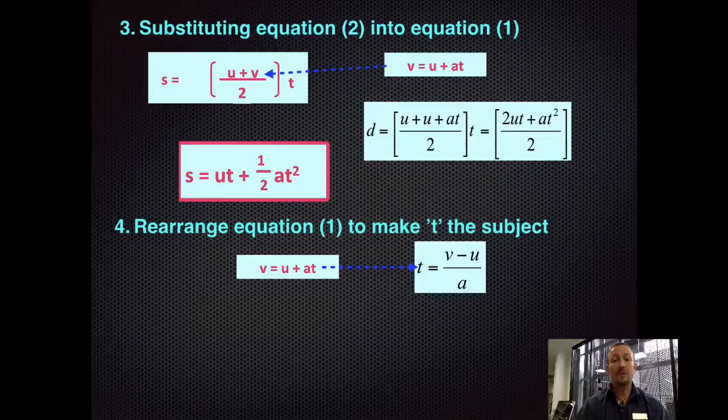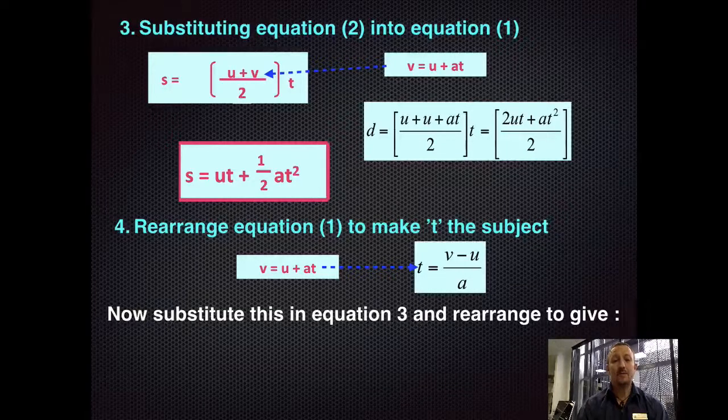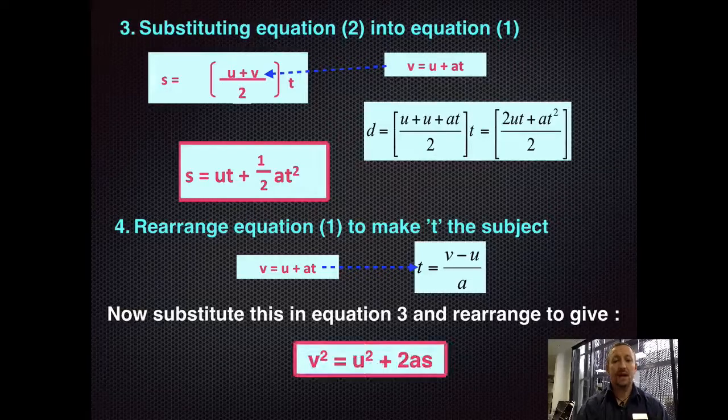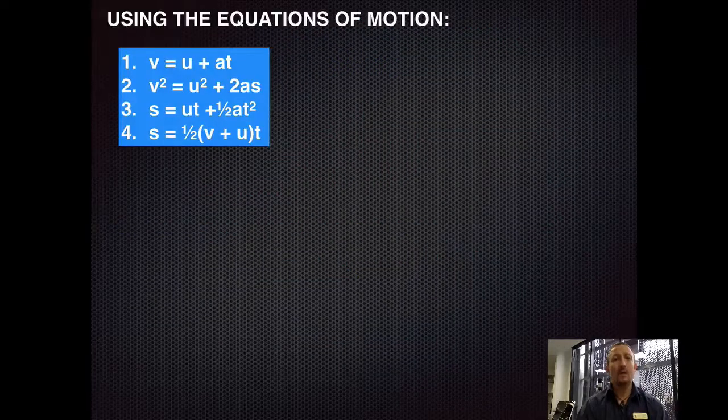So v equals u plus at, and we rearrange it to make t. Now we substitute this equation, and we basically get v squared equals u squared plus 2as. Okay, so we've rearranged them and substituted them in, and this is where our fourth equation comes from. Alright, so that gives us a sort of breakdown as to how the equations come about.